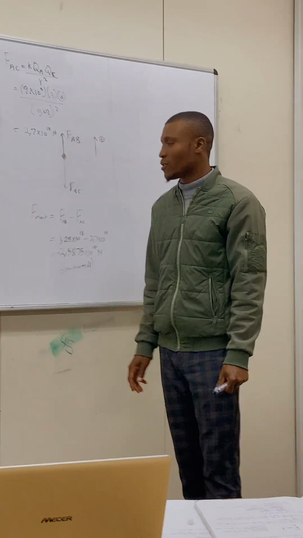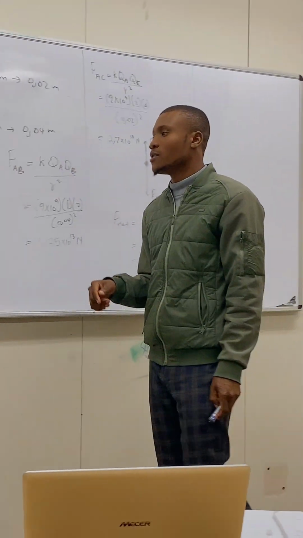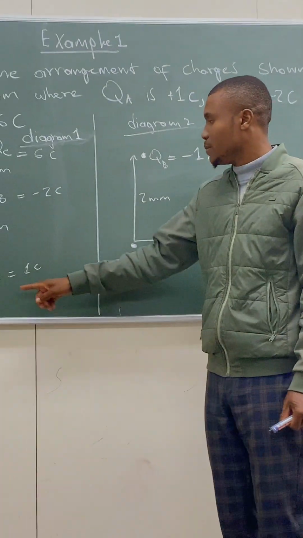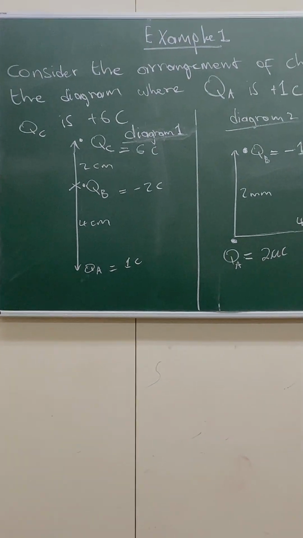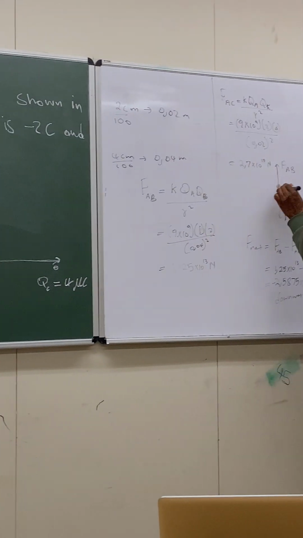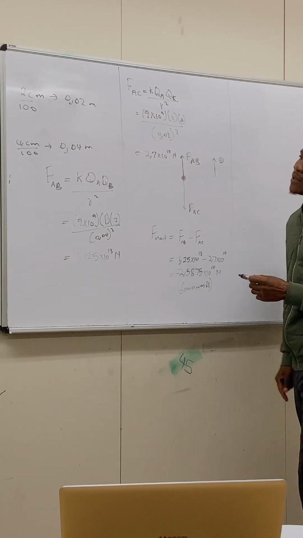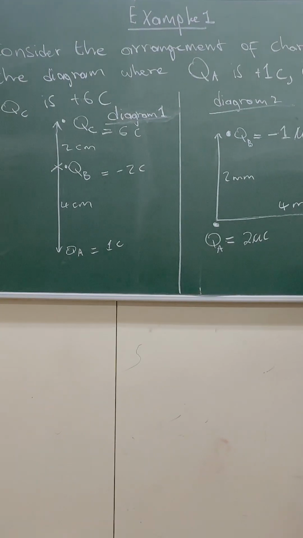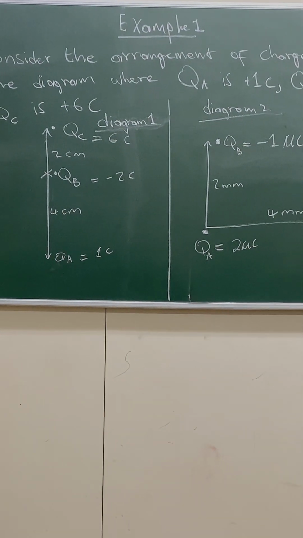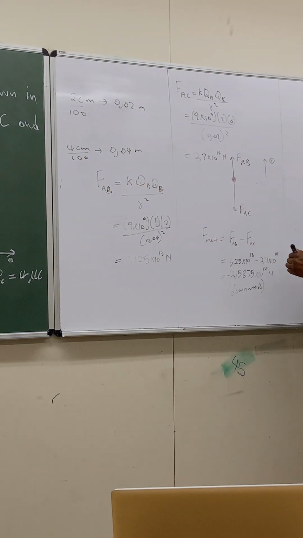In order for us to calculate the net force, we have to draw our free body diagram. As you can see here, the relationship between A and B is attraction, so our free body diagram goes up from A to B. The second one is between A and C. You can see that there's a force of repulsion. As a result, our arrow here will go down.